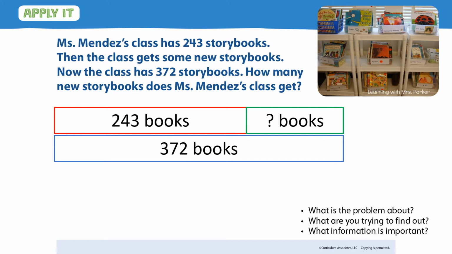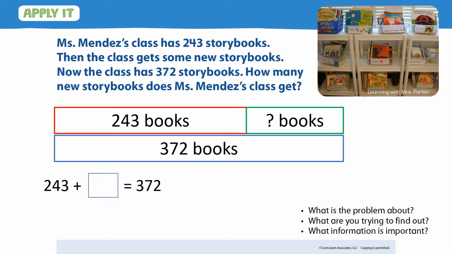So how did you think about it? Did you say to yourself, well, since we had something, 243 books, and we got some more, and I don't know how many more those are, I'm going to add a missing piece. So my 243 books plus my missing number will equal my 372 total books. If I look at that, I might think that's a great number line problem because I'm going to be counting on.